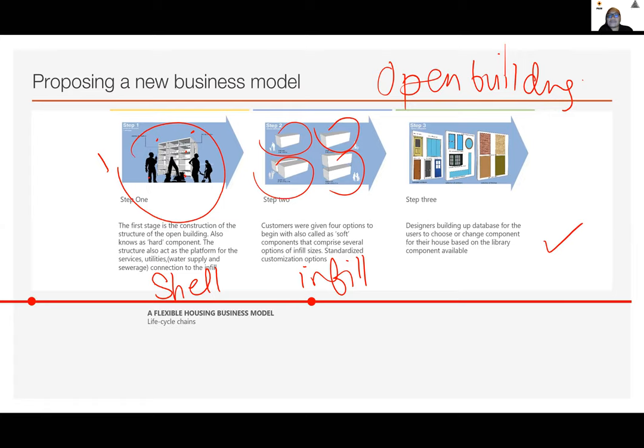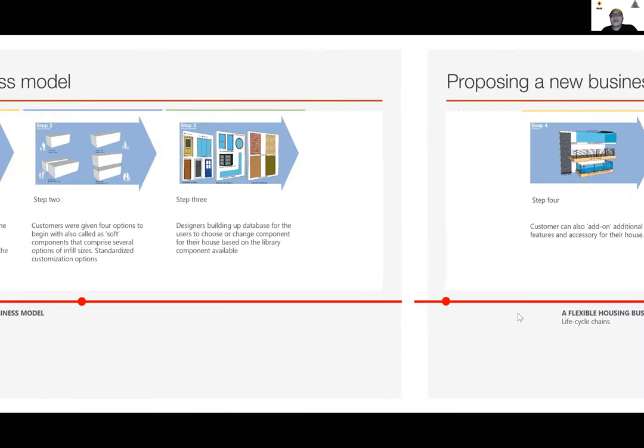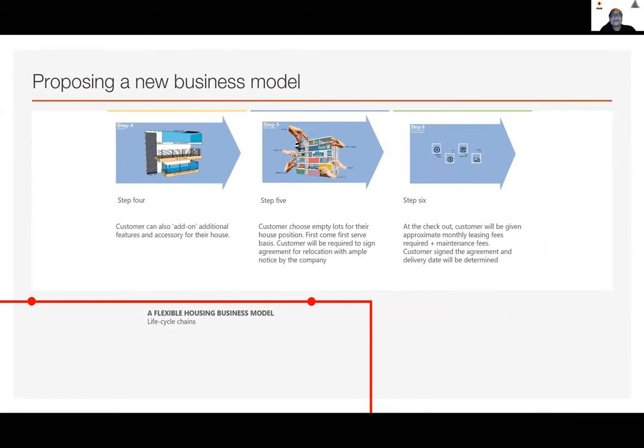And then there's an option to actually customize also the accessories of the unit, so that is up to the affordability of the user. And then you can add on.